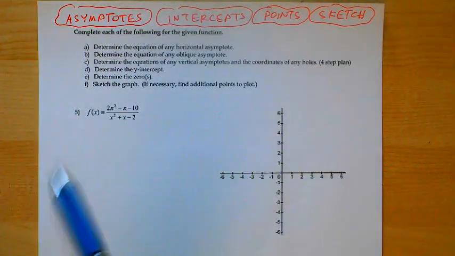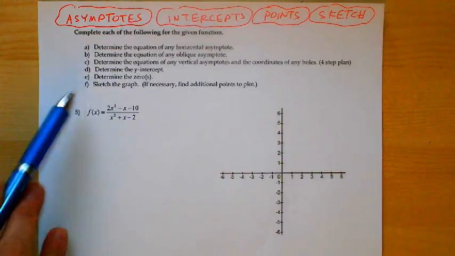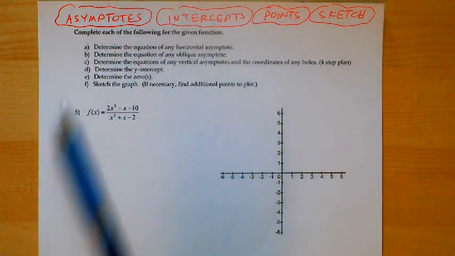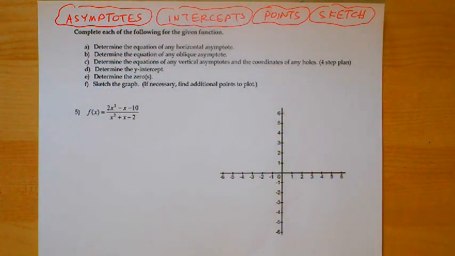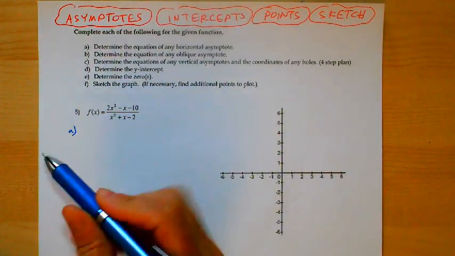All right, so clearly it's going to be a lengthy process. We've got multiple steps, but they really boil down to 4 words: asymptotes, intercepts, points, and sketch. Asymptotes, intercepts, points, and sketch. All right, let's take a look at the first little bit of analysis.